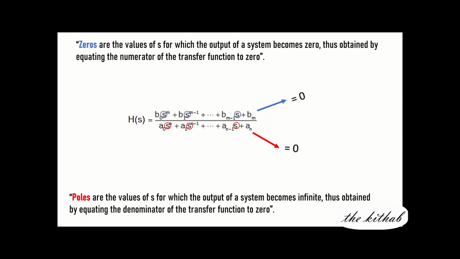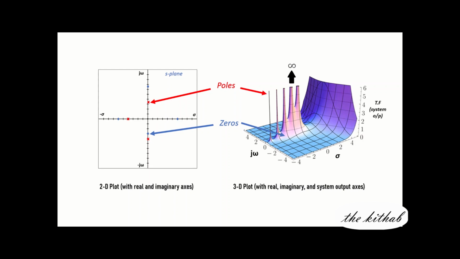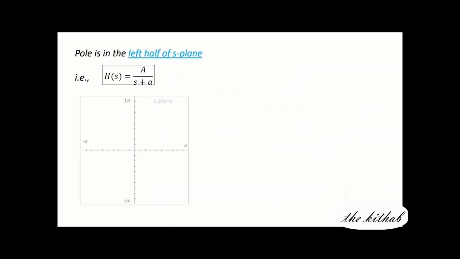We can plot the zeros and poles on the 2D S-plane that has the real and imaginary axis. This is a 3D plot involving the real, imaginary as well as system output axis. Since poles can make the system output tend to infinity unlike zeros, the stability of the bridge can be decided by the poles alone.